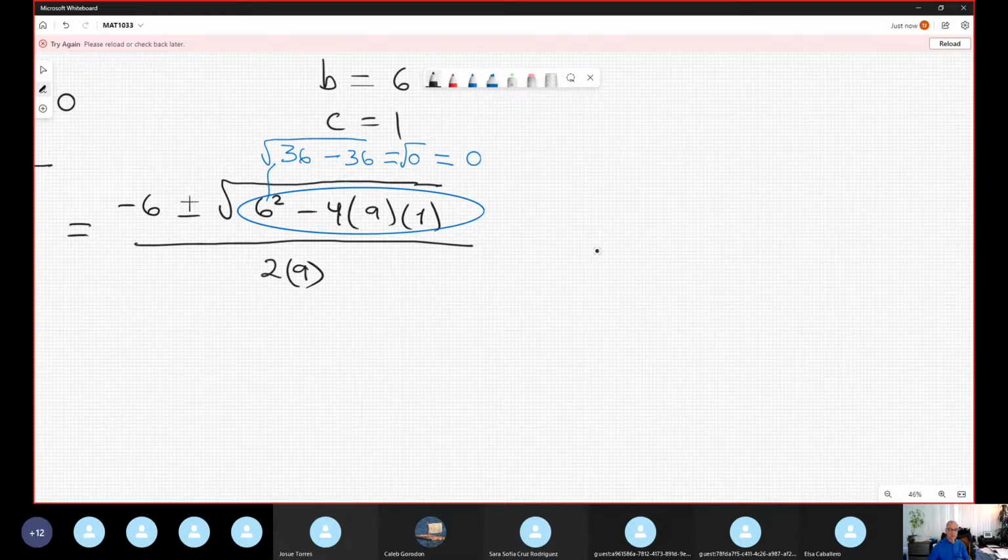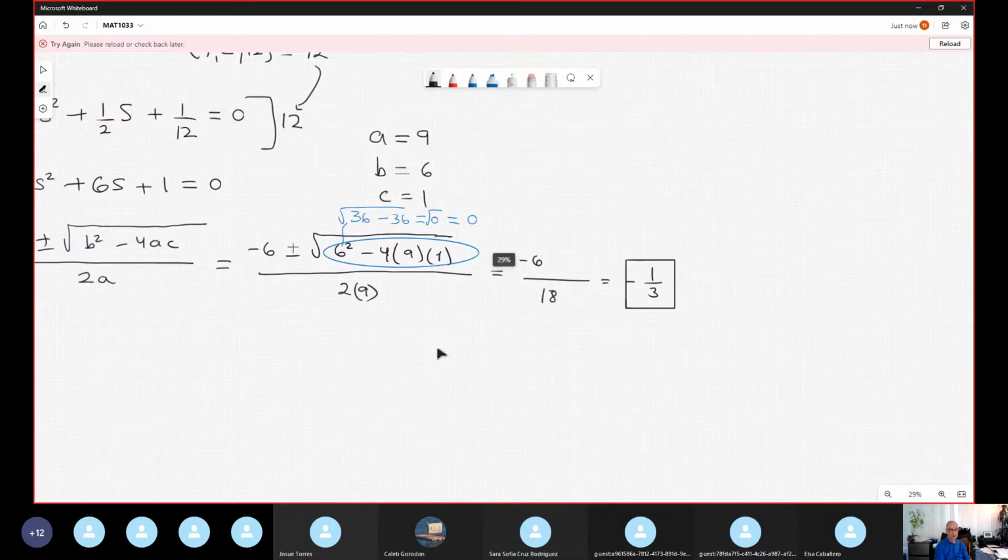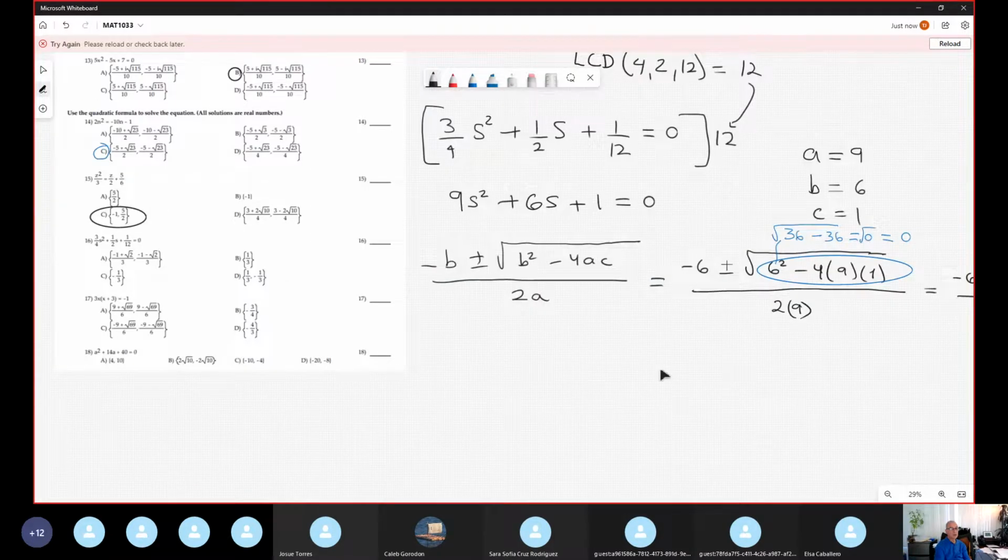This is minus 6 plus or minus 0, that part is missing, divided by 18. And 0 is nothing, so I erase 0 and I erase plus or minus, because it makes no sense. Now you reduce to the lowest terms: minus 6 divided by 18 is negative 1/3. This is the answer of this problem. Negative 1/3, one solution. Option C.